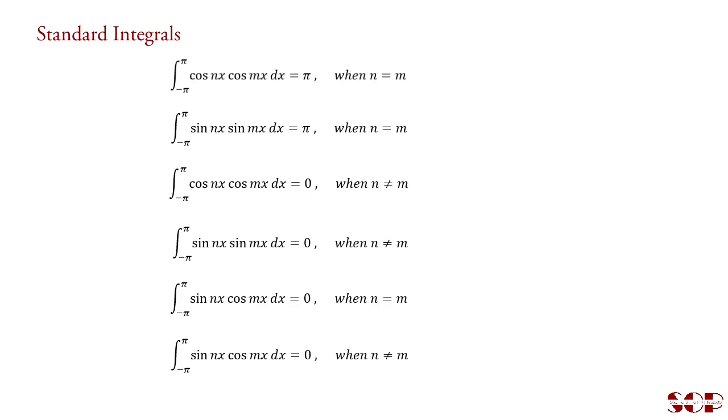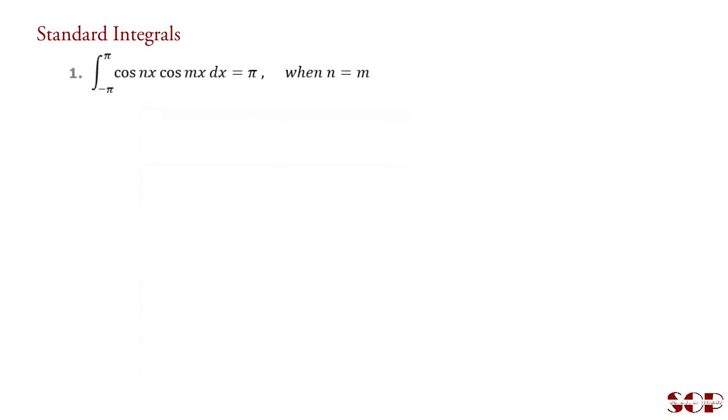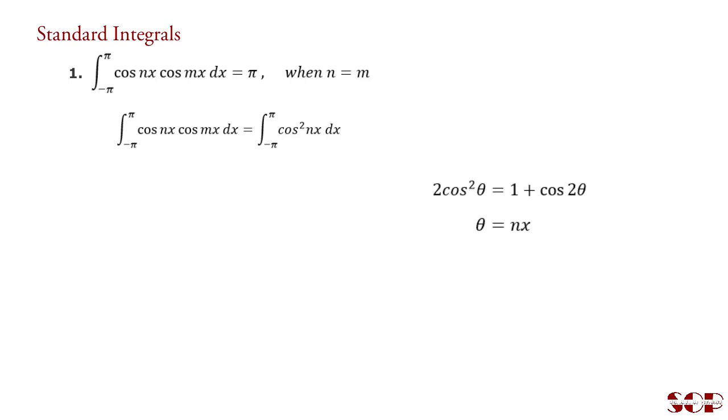In those, one standard integral is the integral from minus pi to pi of cos nx cos mx dx, equal to pi for n equal to m. Since n equals m, the integral equals the integral from minus pi to pi of cos square nx dx. Now, we apply the trigonometric formula 2 cos square theta equals 1 plus cos 2 theta. Here in our case theta equals nx. Therefore, the integral equals the integral from minus pi to pi of (1 plus cos 2nx) upon 2 dx.